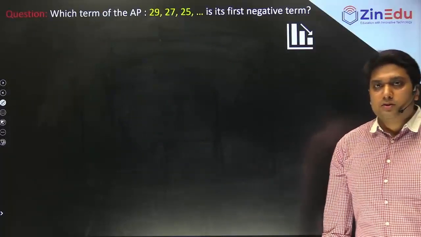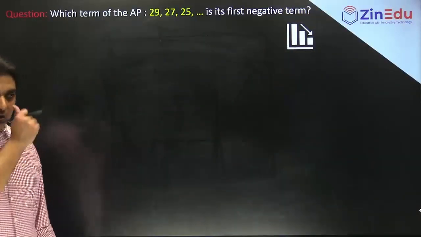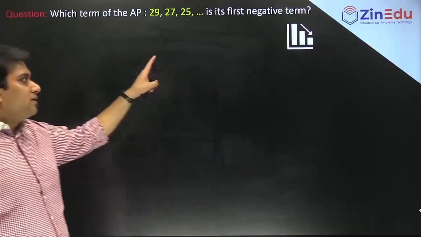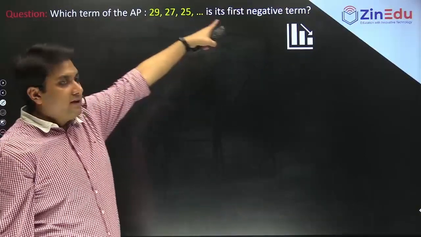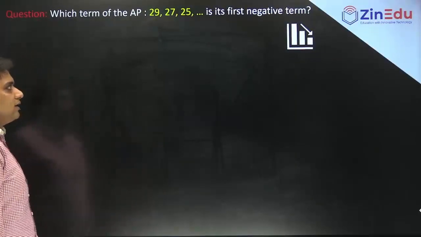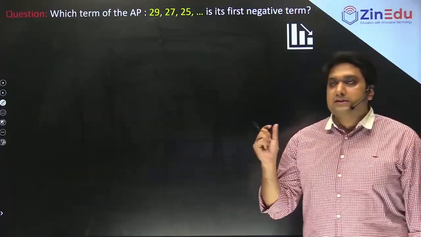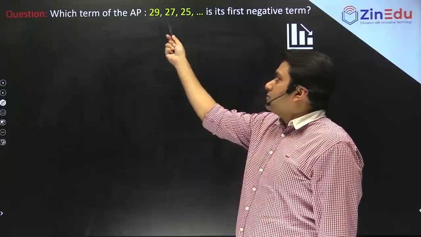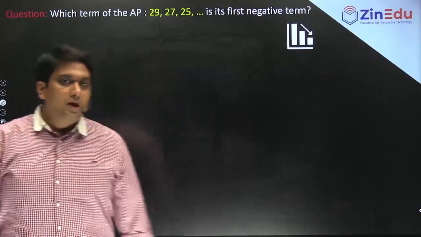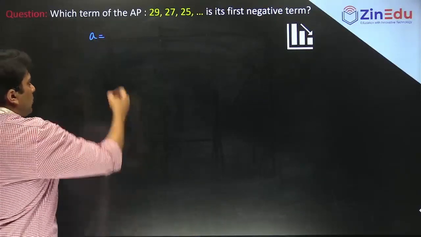Let's move to a different set of questions. It says, which term of the AP is its first negative term. Since we can see it's a decreasing AP, how can I say it's a decreasing AP? Because we are going in decreasing order, 29, then 27, then 25, and so on. This is only possible when the common difference between the two terms is negative, right? So the common difference is minus 2, then again minus 2, and so on. So we have a decreasing AP, in which the value of A is 29.